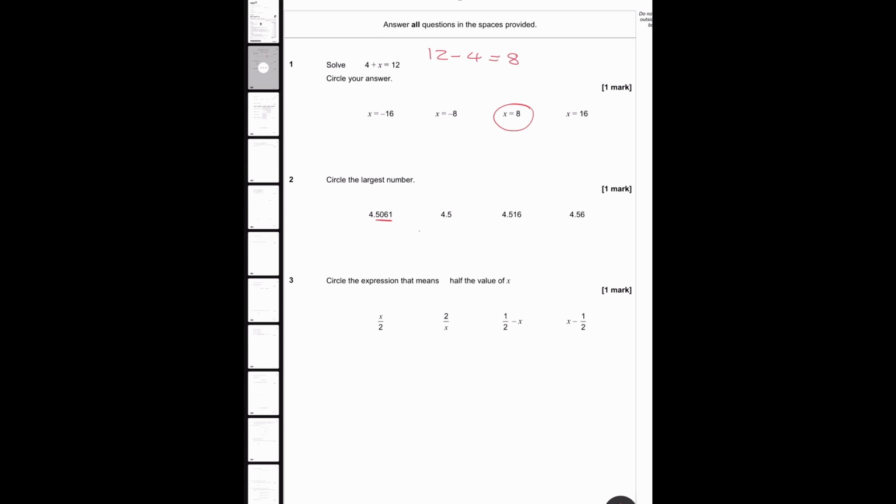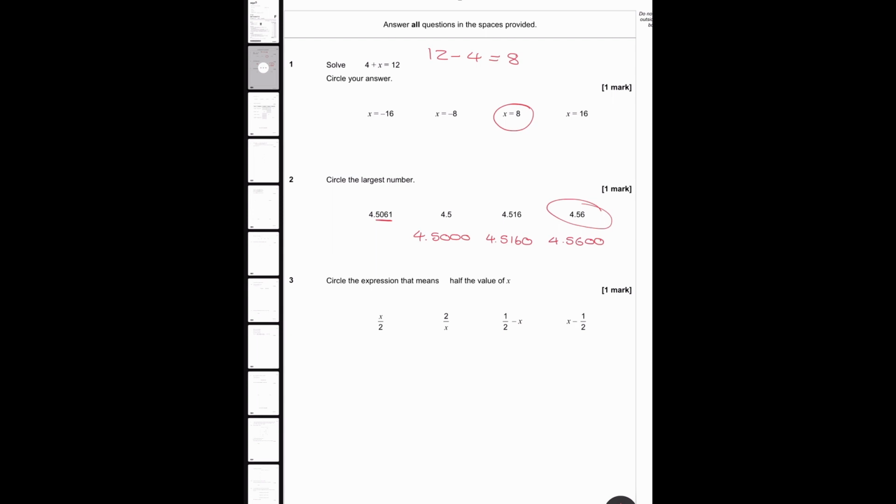So 4.5 becomes 4.5000. 4.516 becomes 4.5160. And 4.56 becomes 4.5600. This can make it easier to read, so now we can just look at our numbers and we can see which one we think is the largest. If we have a look, it is 4.56.